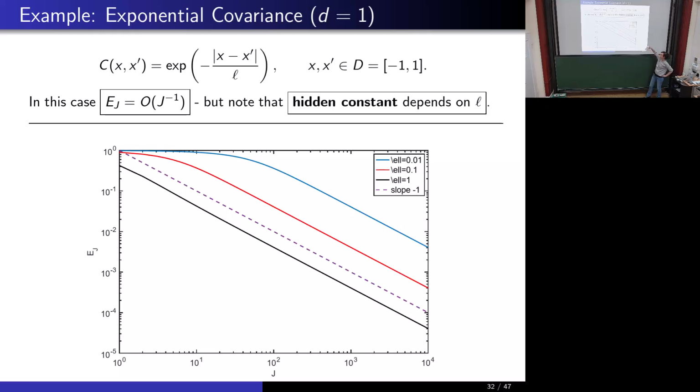And what do we see? So I've got 3 different correlation lengths. This parameter L is what I want to talk about here. Same covariance function, but I'm changing this parameter called the correlation length. So what do we see?